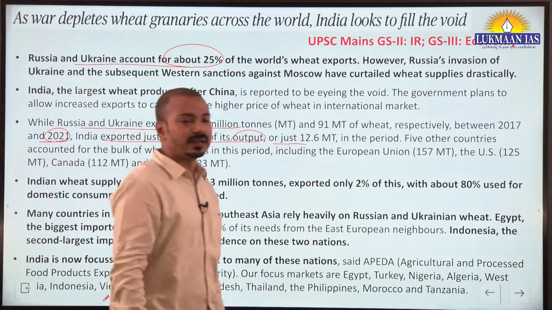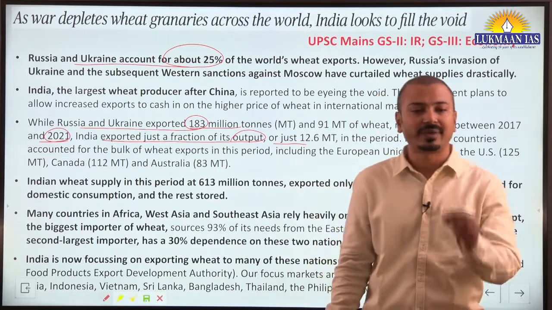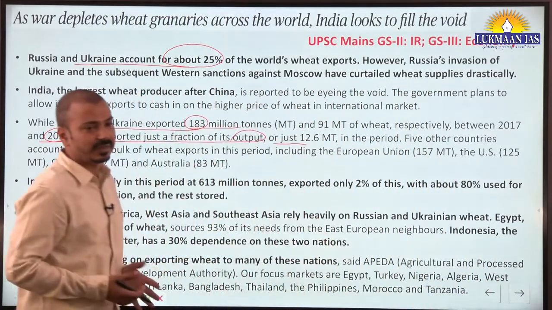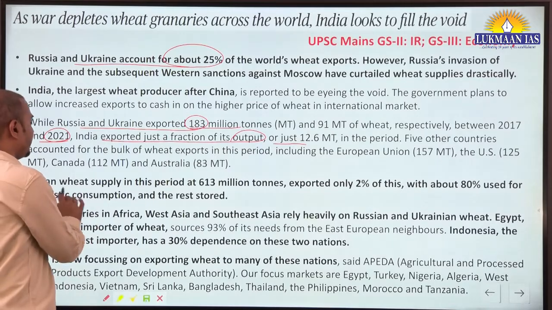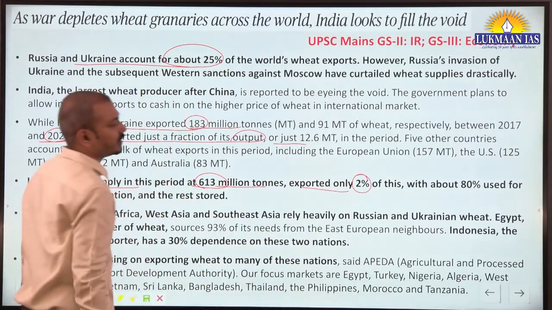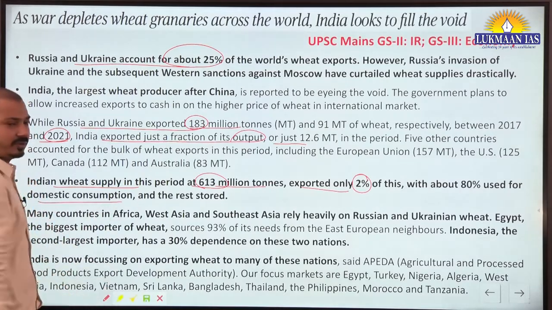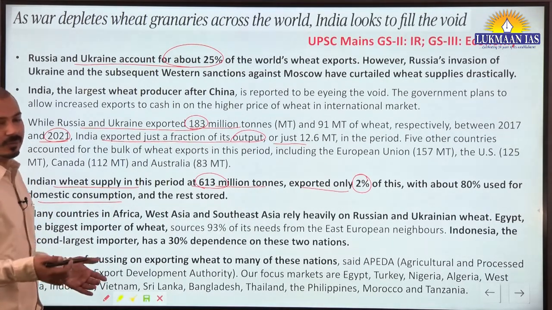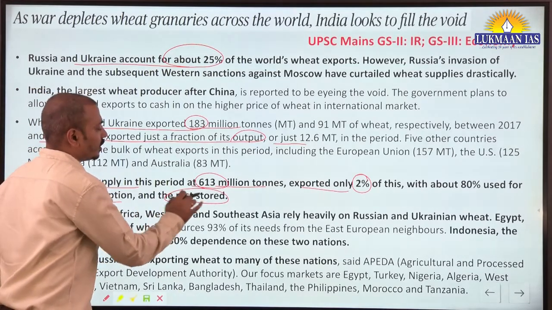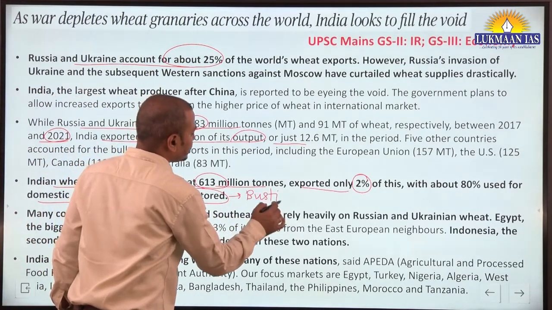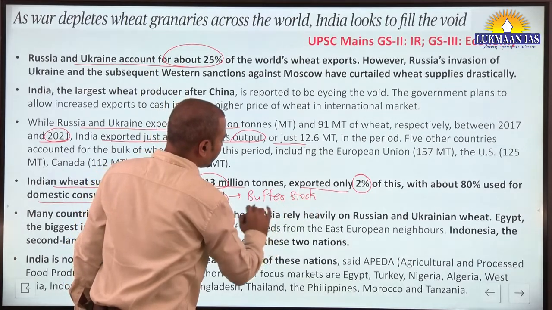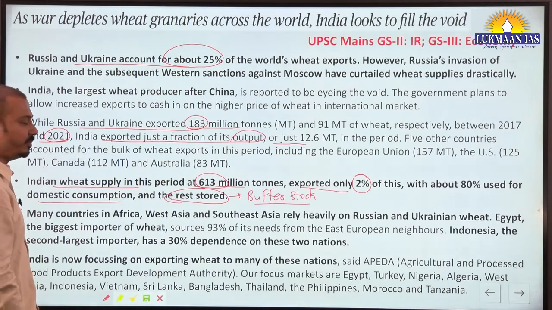Why? India being the second largest producer of wheat after China, only exported a fraction of that amount because the major part is consumption within the country. And then the buffer stock that we maintain. Then we export the remaining. Like for example, Indian wheat supply in these 4 years at, let's say, 613 million tons, exported only 2% of this, with about 80% used for domestic consumption. Huge population, no? And it is staple food, especially in northern India. And that's why domestic consumption is huge and the rest is stored as a buffer stock, public procurement program. It is 18%, sir, totally, I think maybe. Which one? Buffer stock is 18%. Yes, the remaining buffer stock is maintained for PDS purpose, public distribution system.